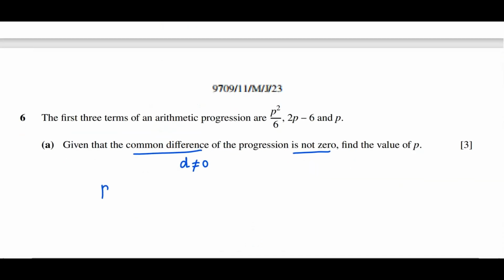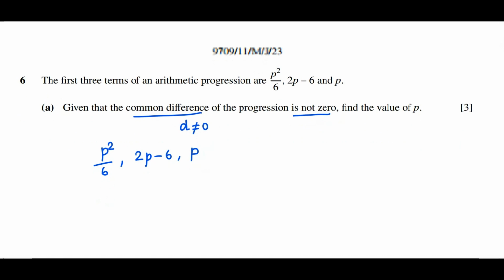So the first term is p square divided by 6. Second is 2p minus 6. And the third is p. So let's find out the value of D. D is the difference between any two consecutive terms. So p minus 2p minus 6 equal to minus p plus 6. So this is the D value, and A value is p square over 6.